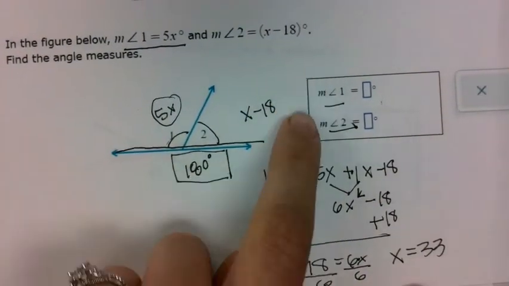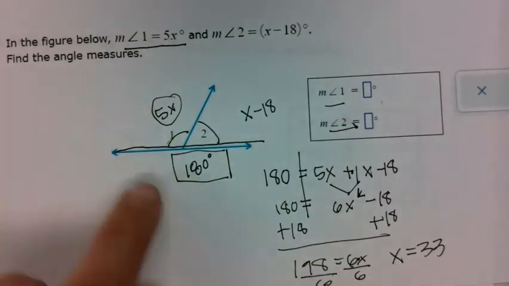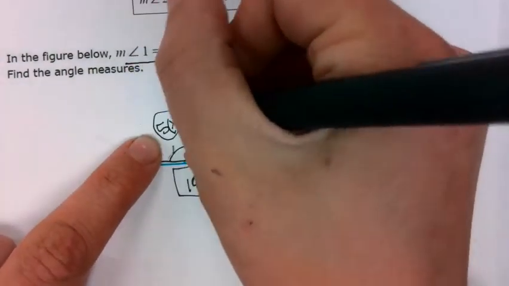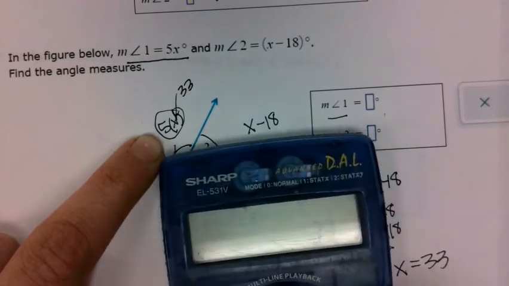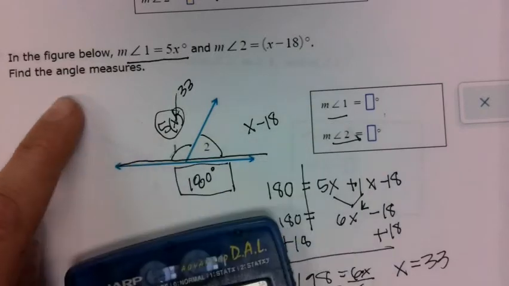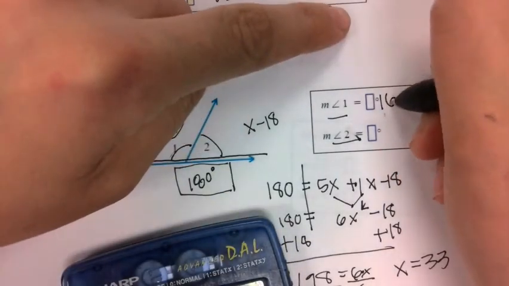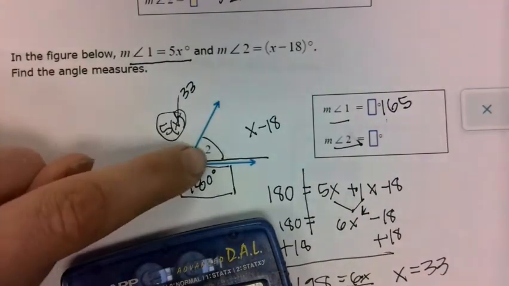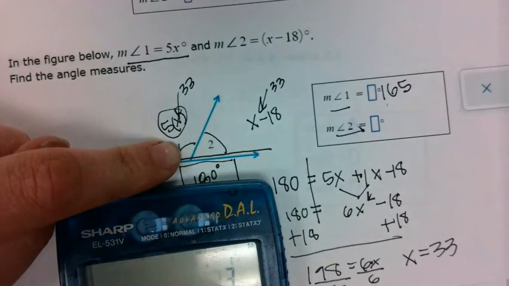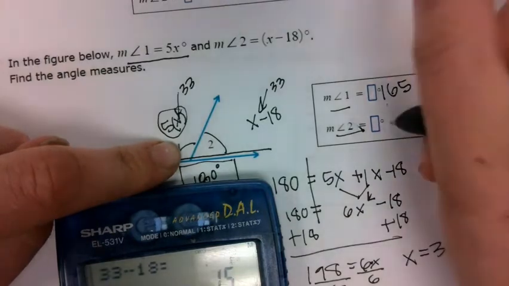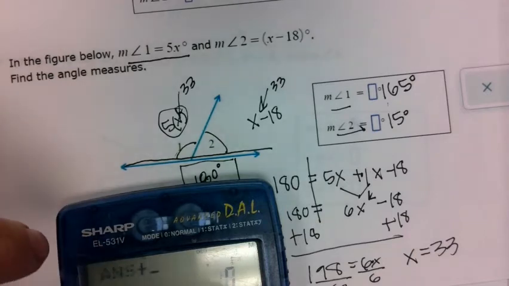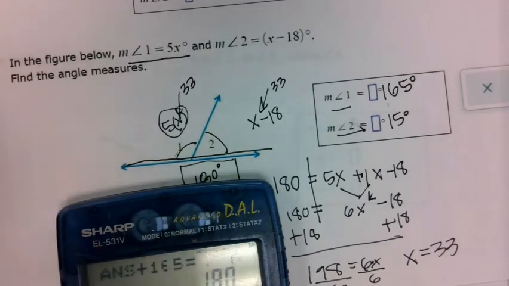Now remember, I'm not just going to put 33 in these blank boxes. I need to go back to my diagram. Take this x and replace it with a 33. Now remember, when I replace it, I'm going to put it in parentheses. So 5 times 33 is 165. As I plug it into angle 2, I'm plugging in the 33. 33 minus 18 is 15 degrees. And as I check my answer and add those together, 15 plus 165 is 180.